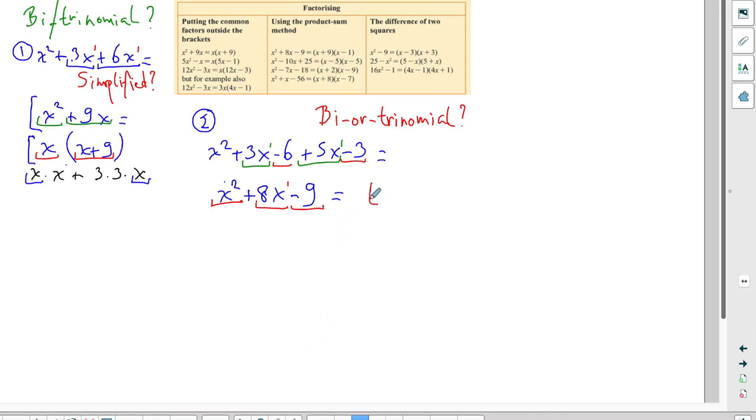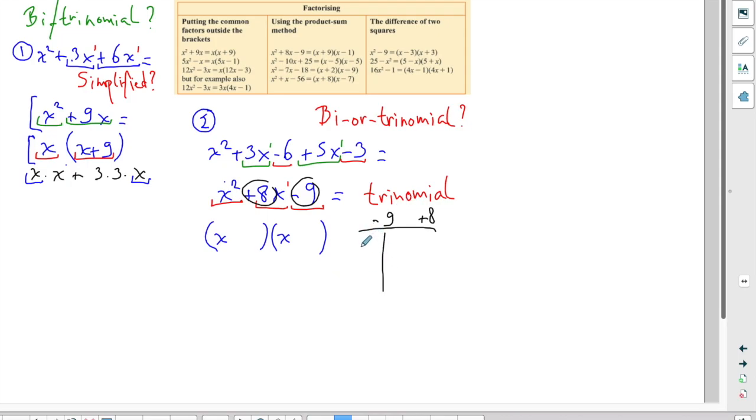So it's a trinomial. I know that I have to use in this case two pairs of brackets because my first term is x to the power of 2. That means my first part of my factor is an x. And then I just use my table product sum method. This is my product and this is my sum. So it's minus 9 and plus 8.